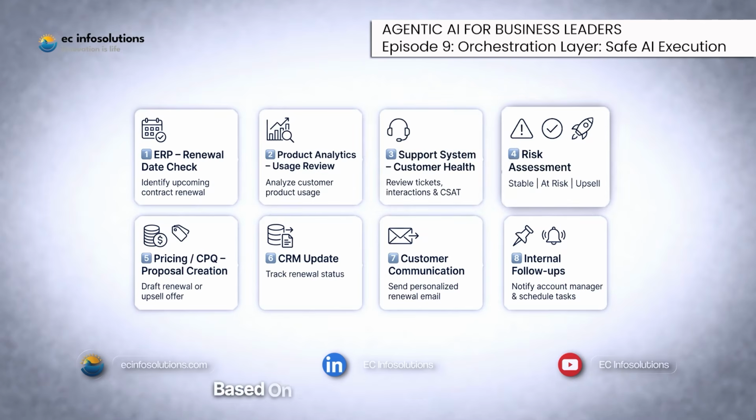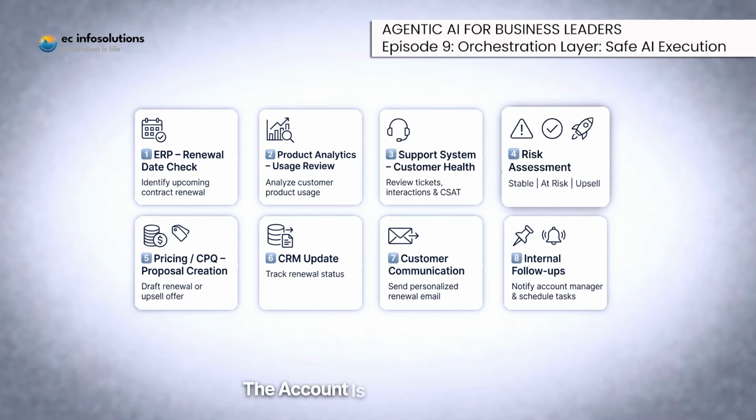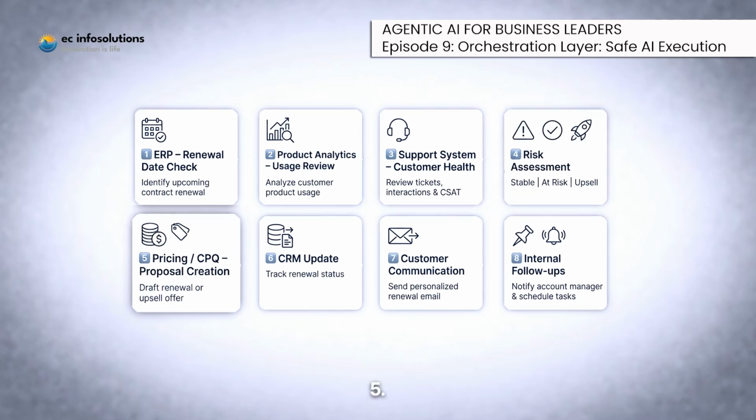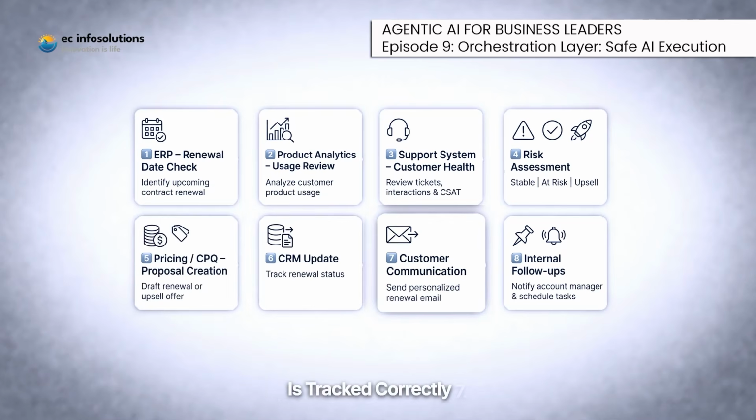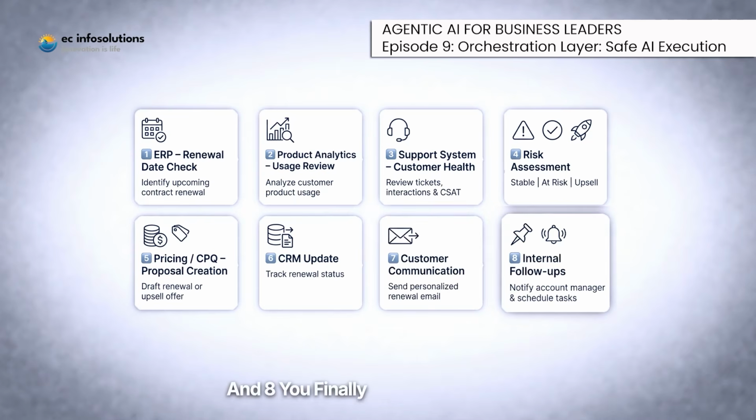4. Based on this information, you evaluate renewal risk and decide whether the account is stable, at risk, or a potential upsell opportunity. 5. Once that assessment is clear, you move to your pricing or CPQ system to draft a renewal proposal. 6. You update the CRM so the renewal is tracked correctly. 7. You send a personalized renewal email through your communications tool. And 8. You finally notify the account manager and schedule follow-up tasks in your task management system.